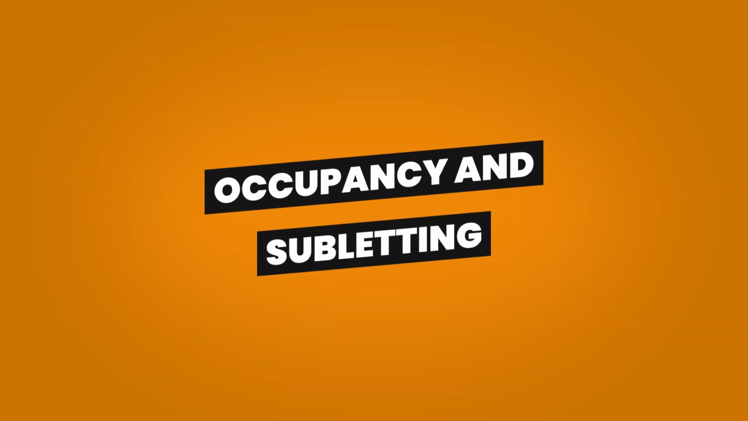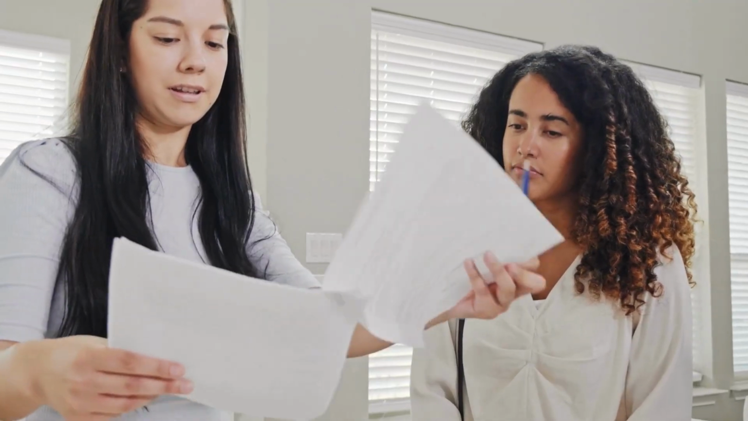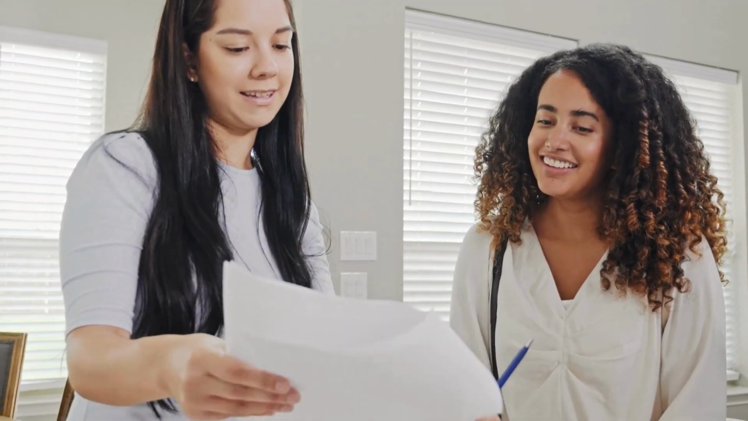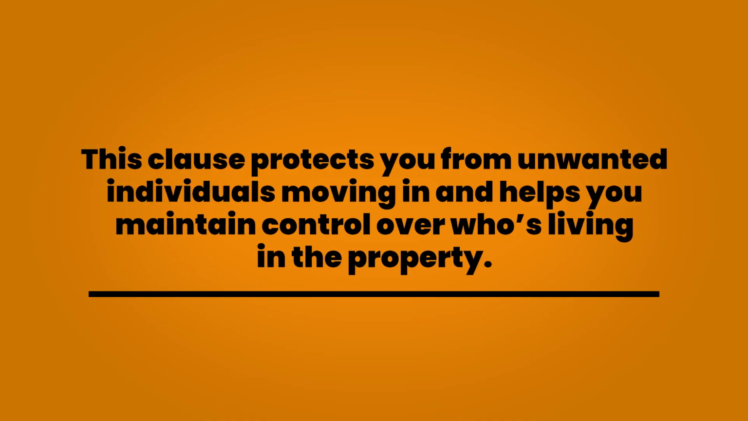Clause number 3 relates to rules around occupancy and subletting. You want to make sure the people living in your property are the same people that applied in the first place. You need to include rules about who's allowed to occupy, whether or not subletting is permitted, what counts as unauthorized occupants or guests, and the process for requesting approval for subletting. This clause protects you from unvetted individuals moving in and helps you maintain control over who's living in the property.